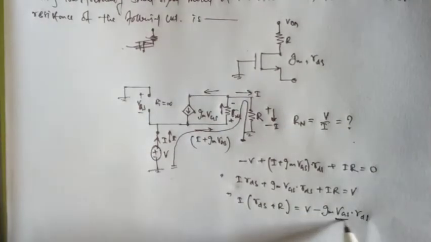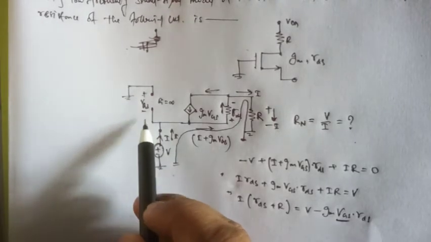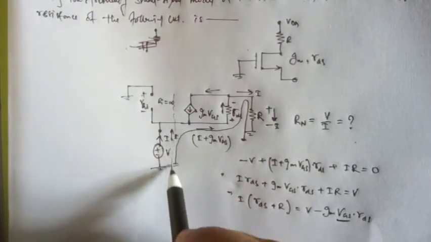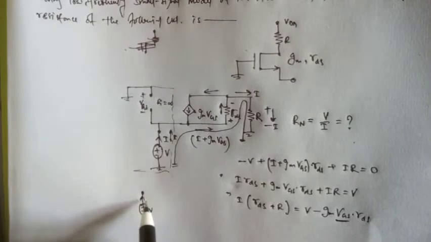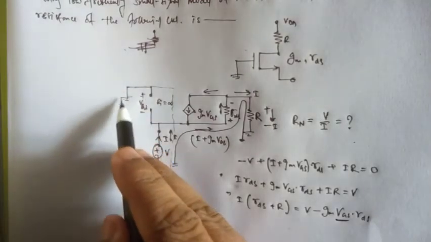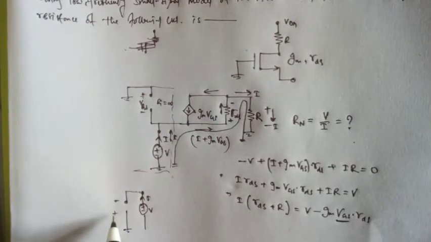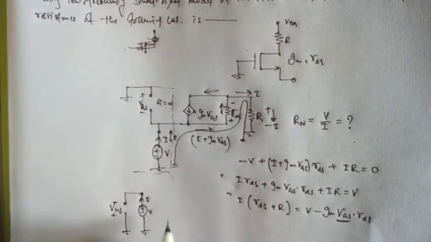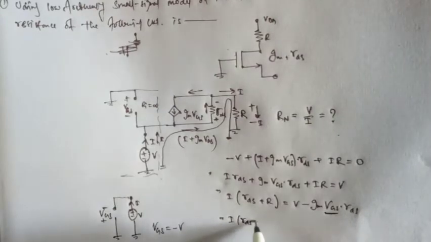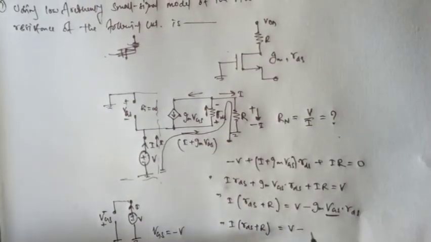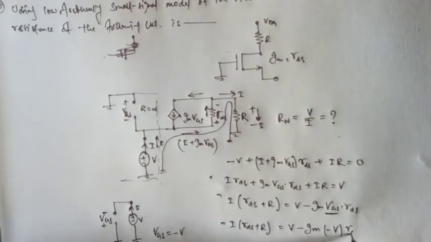Now we have to calculate VGS. Here we can see that VGS has the plus and minus polarity like that. If we write that part, it is plus minus V, the current I flows, and this terminal is open circuited. If we mark it in this way, then also we can say it is minus plus of VGS. So from that we can say that VGS equals minus V. I times (rds plus R) equals V minus gm into VGS, which equals minus V into rds.